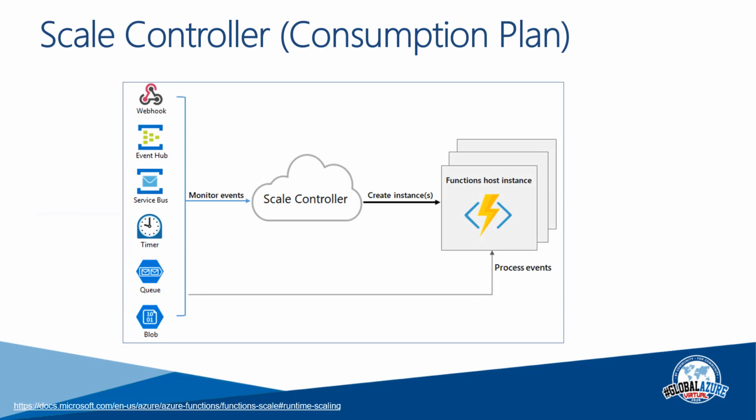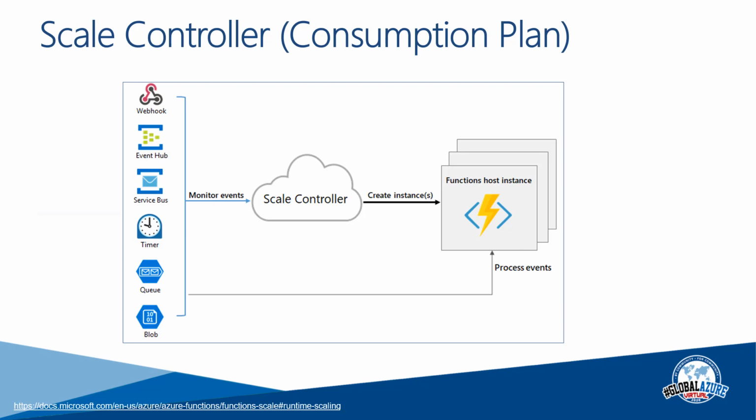Now, the way that this works is using a scale controller. So you have your function that has subscribed to some kind of event emitter. In the demo, for instance, we had a queue-triggered function that was subscribed to the storage queue. The scale controller is able to monitor that event emitter. So it knows the age of the oldest message. It knows how many messages are in that queue. It knows how long it takes the function to process each of those messages.